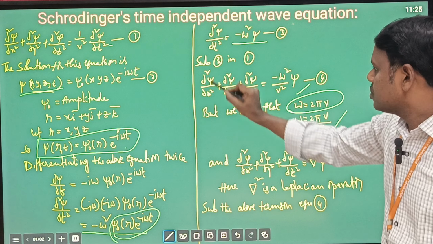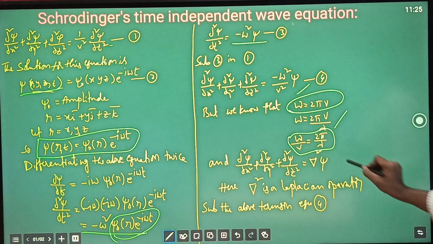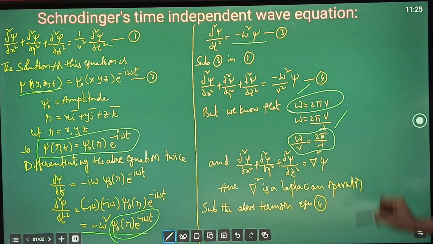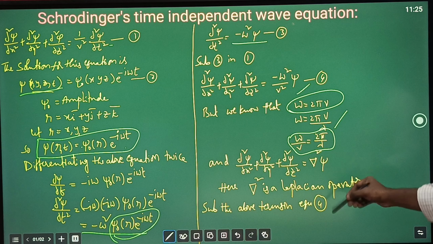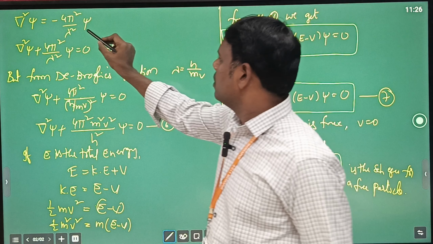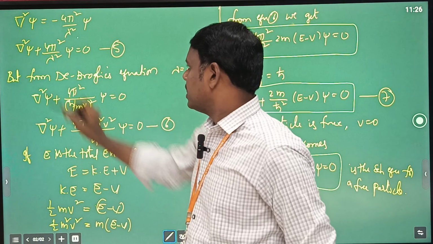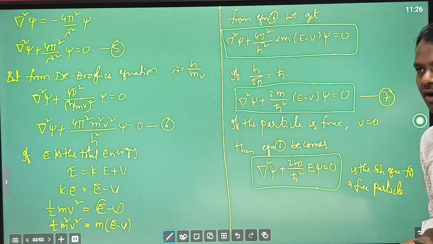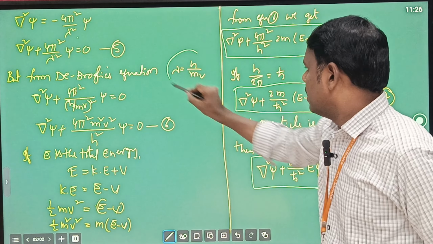And also here, see ∂²ψ/∂x² + ∂²ψ/∂y² + ∂²ψ/∂z². This can be replaced as ∇²ψ, because this del square is called the Laplacian operator. So substitute this Laplacian operator value and also the ω/v value in equation number 4. Then we get ∇²ψ = -4π²/λ² ψ. Simply taking the minus value to the other side, ∇²ψ + 4π²/λ² ψ = 0.